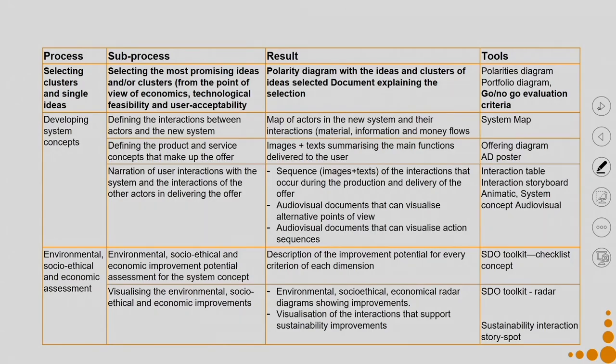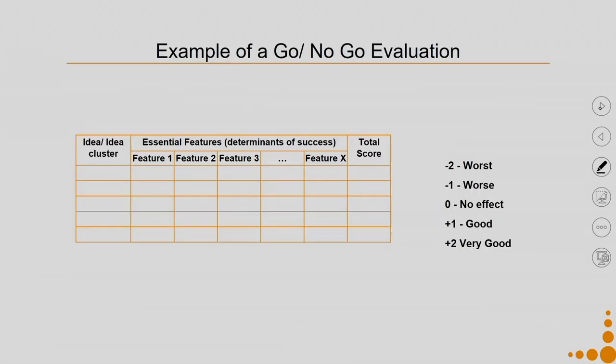The last step in the selecting clusters and single ideas process is a go-no-go evaluation criteria. At this particular phase, so in this particular step one on system designing, I will design a couple of systems and in the go-no-go phase, I will decide which system to take forward. There are many ways of doing a go-no-go evaluation. Again, go-no-go evaluation should not be done by the designer alone, but it should be a process in which you should involve all your actors because the actors have to act onto it to bring that particular change.